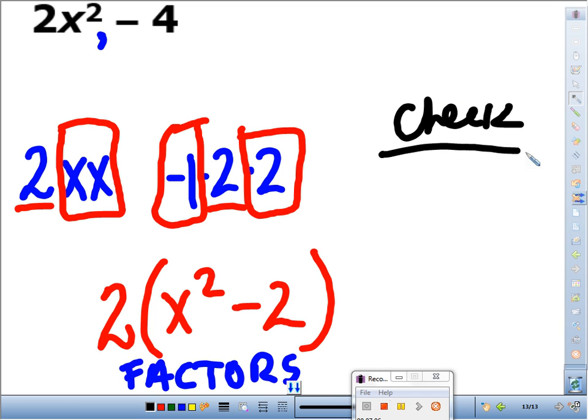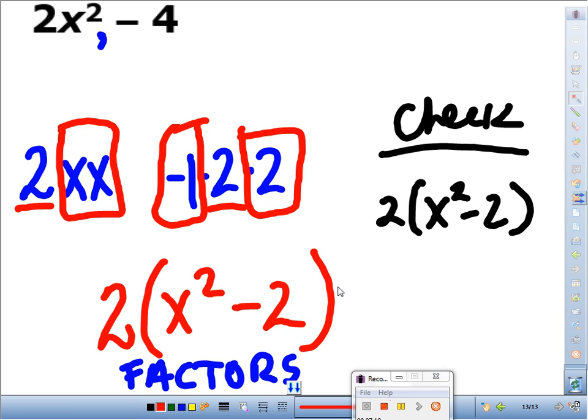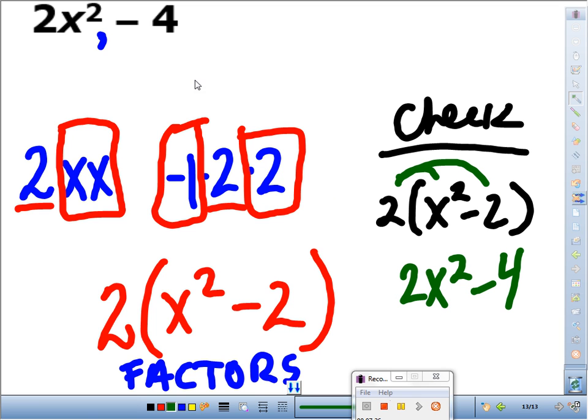But then the instructions say to check. So I'm going to rewrite this: 2 times x squared minus 2. So what was the process to find the factors? Division, right? To check it, we're doing the opposite, which is multiplication. So what is 2 times x squared? 2x squared. What is 2 times -2? -4. Is that what we started with? Yes.